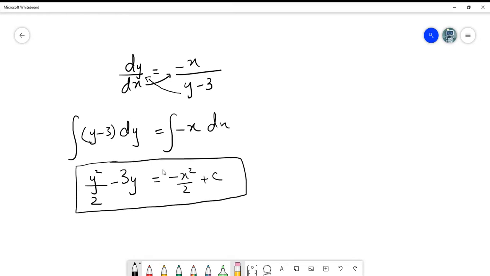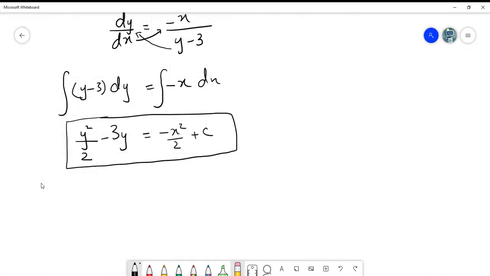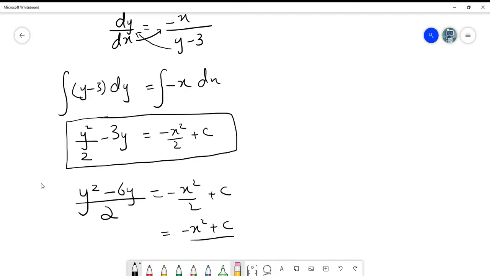In order to make y the subject here, one can always do completing the square and solve. Let's see how that works. So we can have y squared minus 6y over 2 equals minus x squared over 2 plus c. Now what we can do is we can also write this as x squared plus c over 2 and y squared minus 6y over 2. You must be wondering why didn't I write a 2c over here?